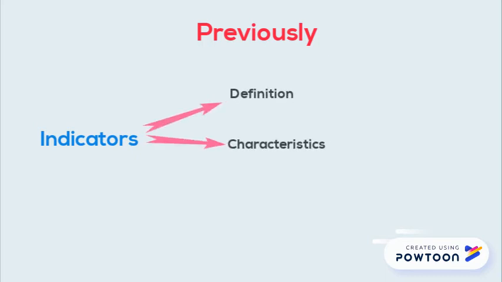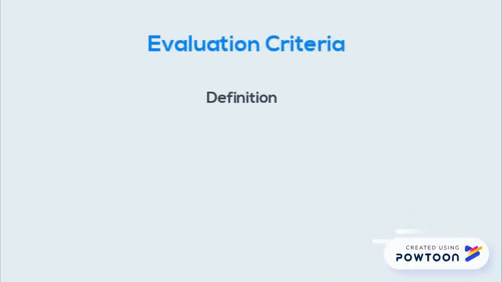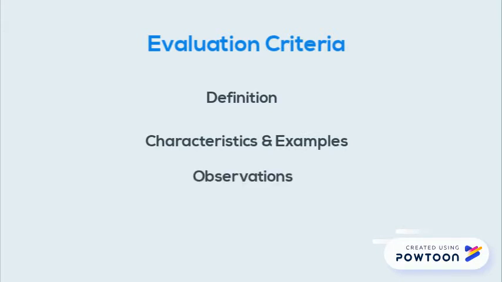In the first video, we covered some information about indicators, such as the definition, characteristics of indicators, and a couple of examples. This video is about evaluation criteria. It includes the definition, characteristics, and examples of evaluation criteria. We will talk about the importance of constant observation and the relation of verbs in the syllabus in Bloom's taxonomy.